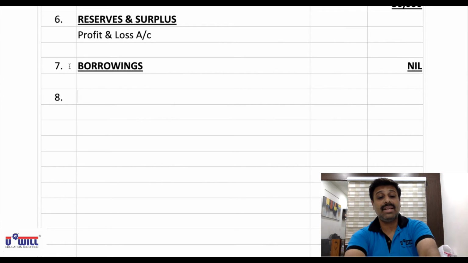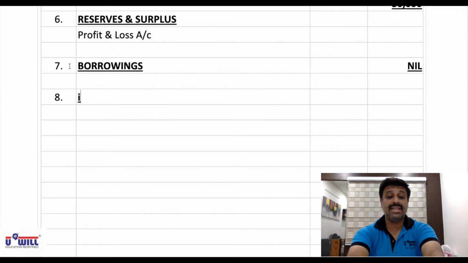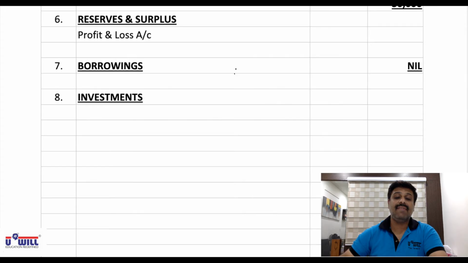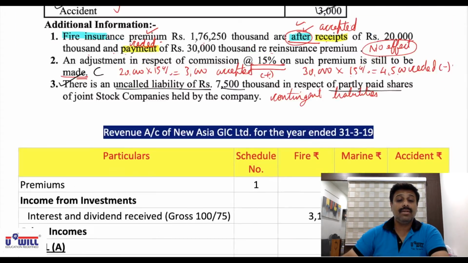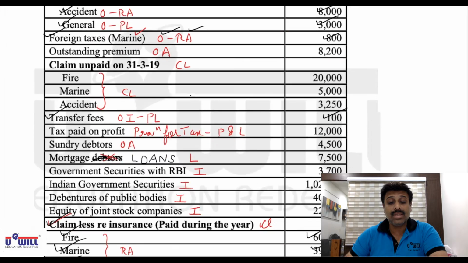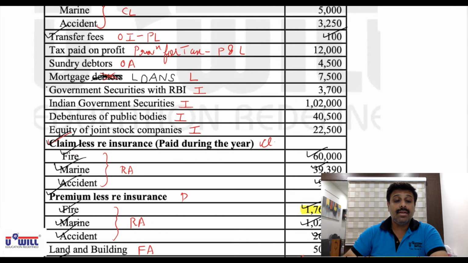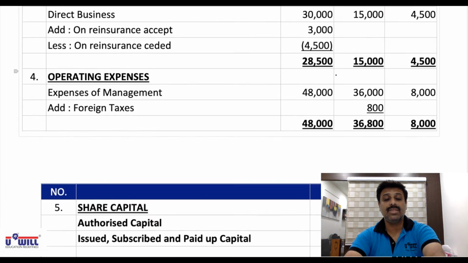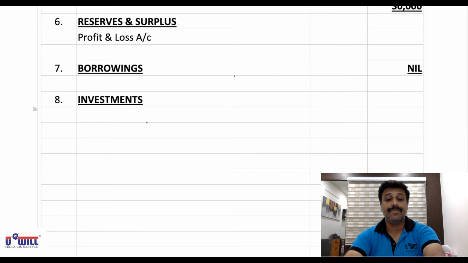After borrowings, now application of funds. The very first thing we have is investments. All the items marked as I will be taken into consideration. Let us see which items are marked as I, investments. Government securities with RBI 3,700.